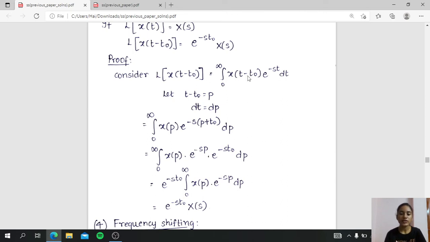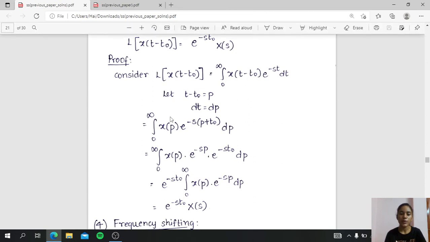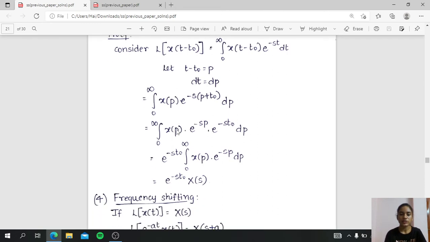Suppose that t minus t naught is equal to p. Perform differentiation on both sides, so dt is equal to dp. On substitution of all these, you will get this. Now split this. You will get e power minus sp into e power minus s t naught dp. Here e power minus s t naught is not a function of p, so take it out, and whatever is left is the Laplace transform of x of p, which is equal to X of s.